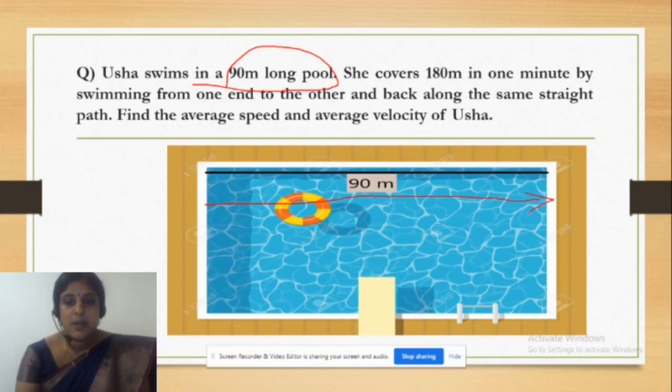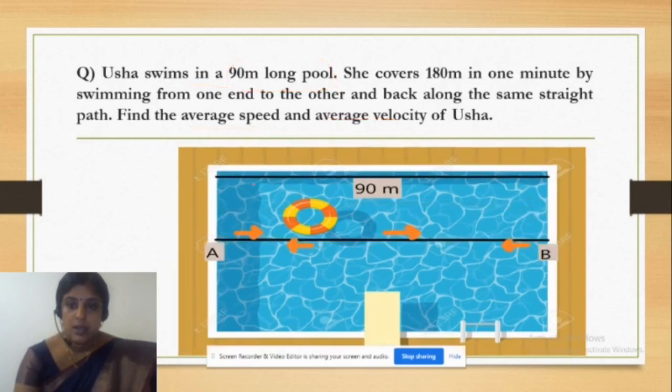I assumed the swimming pool to be of rectangular shape. That doesn't matter here. You just have to know the distance traveled and displacement, because you have to find the average speed and average velocity, right? So here the length of the pool is given as 90 meter.